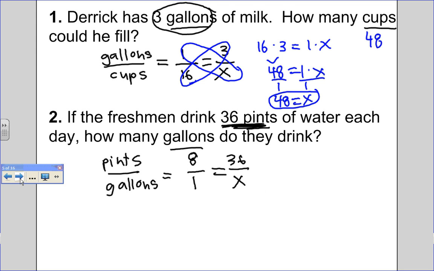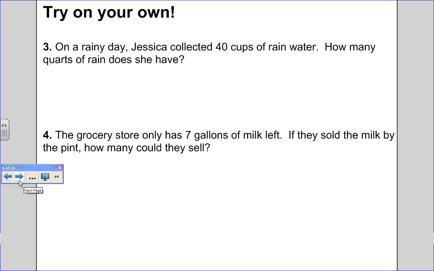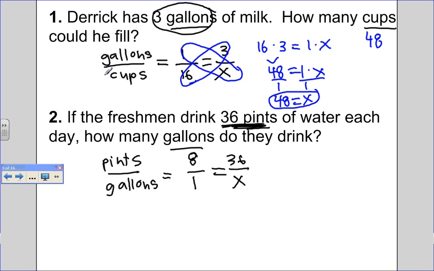After you solve that on your own, you can go ahead and try the next 2 problems on your own. Remember, you're going to do the same thing as we did in the first 2. Find the 2 words you're comparing, use gallon man for your first fraction, and then find the other number from the actual problem.